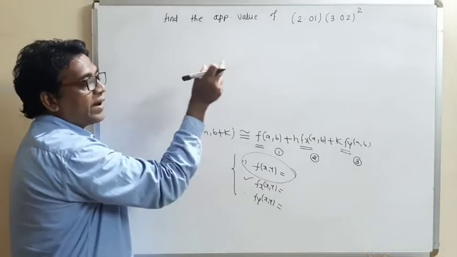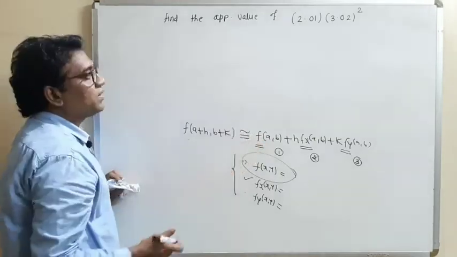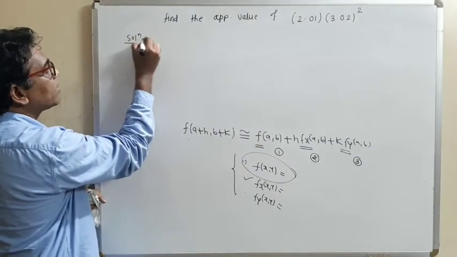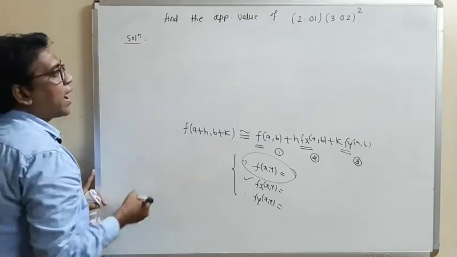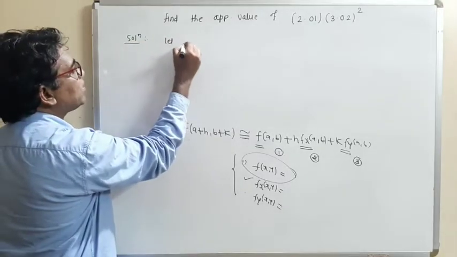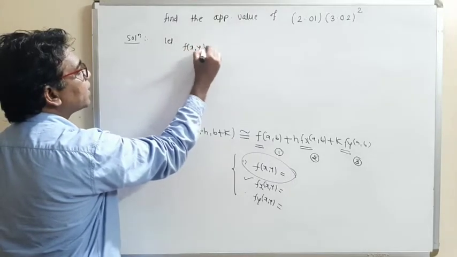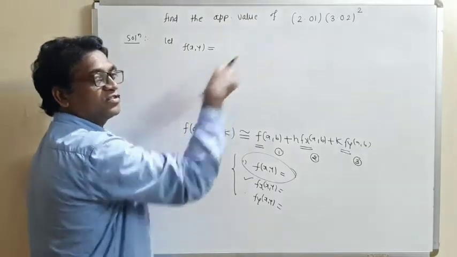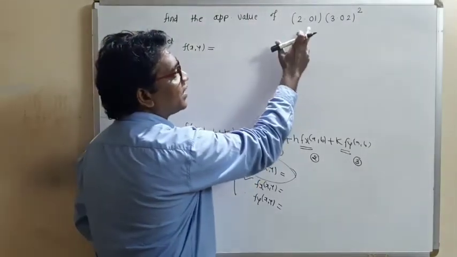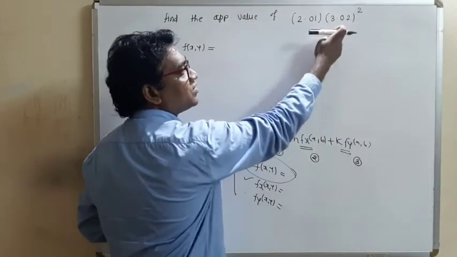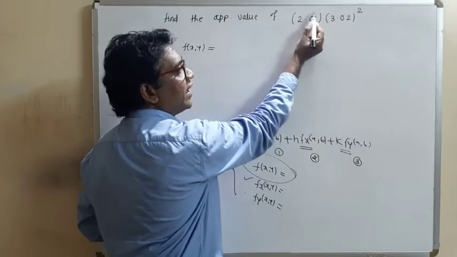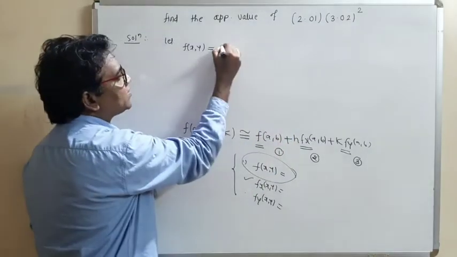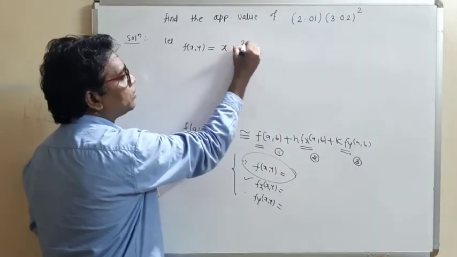Now first of all, identify the given function. So what is our given function? So write down the solution. First of all, identify the given function. So what is our function? Let f(x, y) be equal to, now this is our function. Now this just looks like x into y square. Suppose this is an x and this is a y, so this is just like x into y square. So this is our function, x y square.